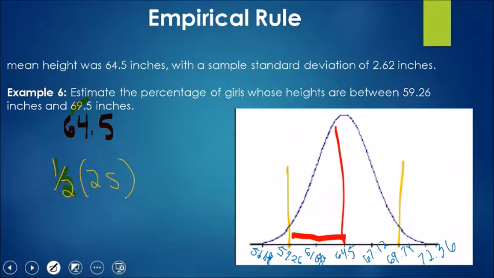Well, we know that 2 standard deviations, you guys said, if you looked at it, was 95%, right? So half of 95% is? It's like 42.2. No, 47. 46. 47.5.